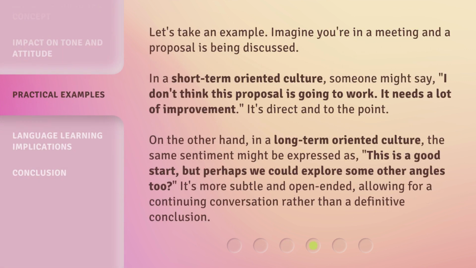Let's take an example. Imagine you're in a meeting and a proposal is being discussed. In a short-term oriented culture, someone might say, "I don't think this proposal is going to work. It needs a lot of improvement." It's direct and to the point. On the other hand, in a long-term oriented culture, the same sentiment might be expressed as, "This is a good start, but perhaps we could explore some other angles too?" It's more subtle and open-ended, allowing for a continuing conversation rather than a definitive conclusion.